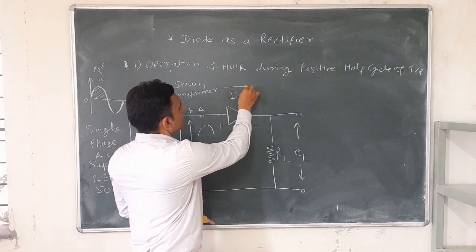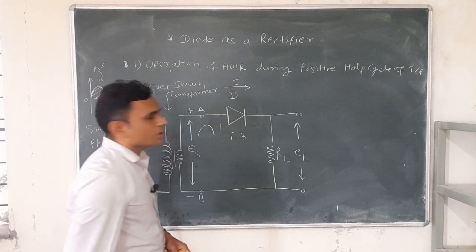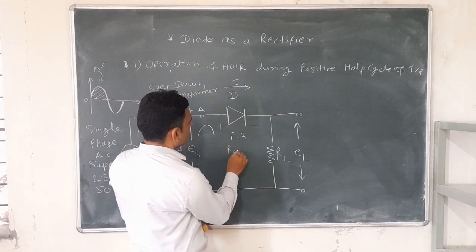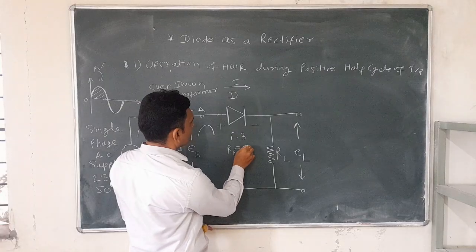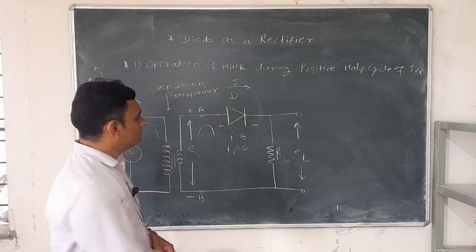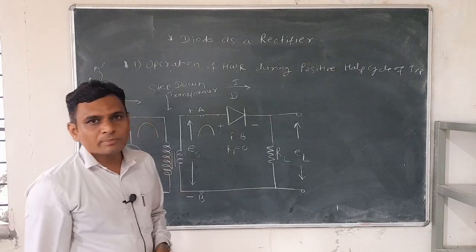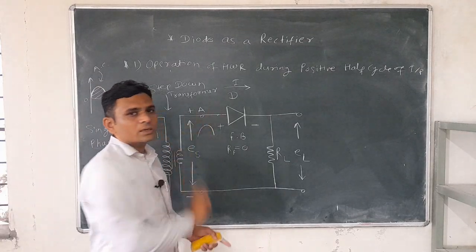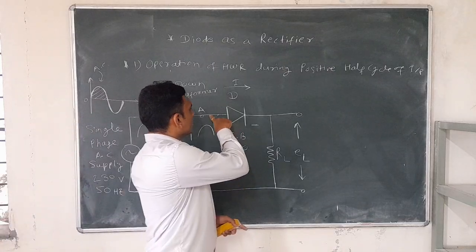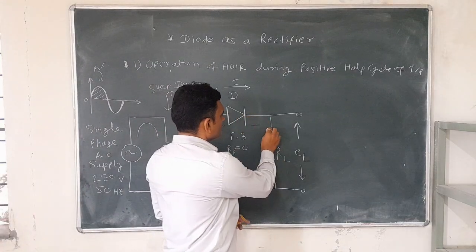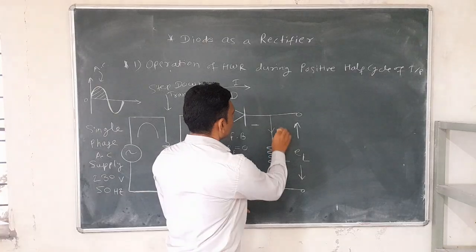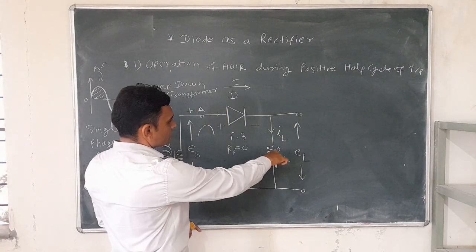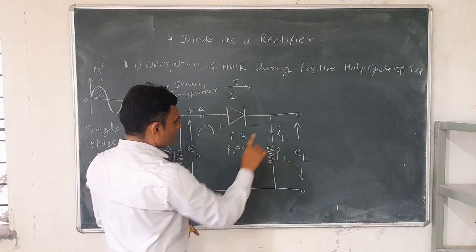In forward bias condition, current flows through the diode because the forward resistance of the diode is minimum and ideally it is 0. So this diode offers minimum resistance. Since resistance is minimum, current flows through the diode. So current flows through the diode and that current goes through the load resistance. Let the current through the load be IL. So this load current IL flows through the load resistance.